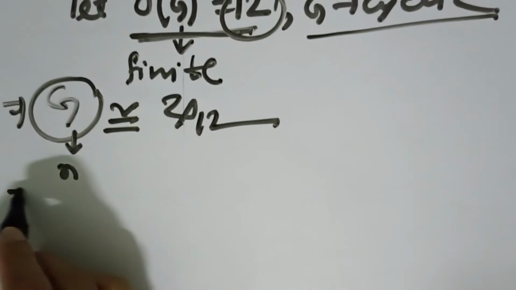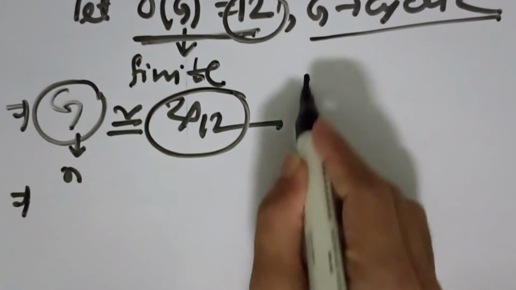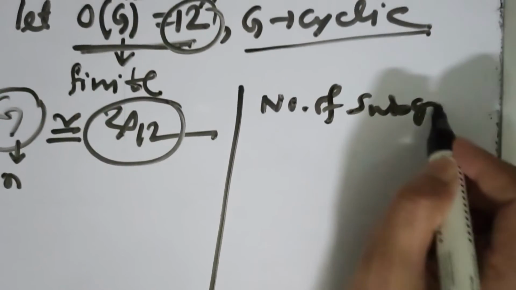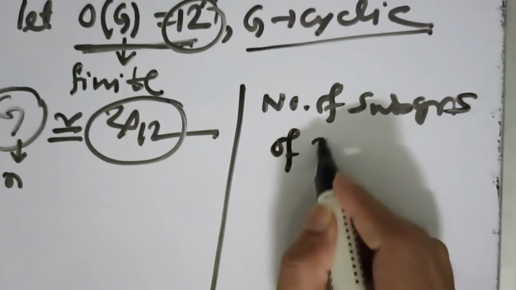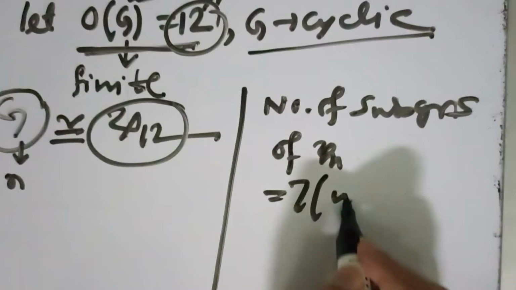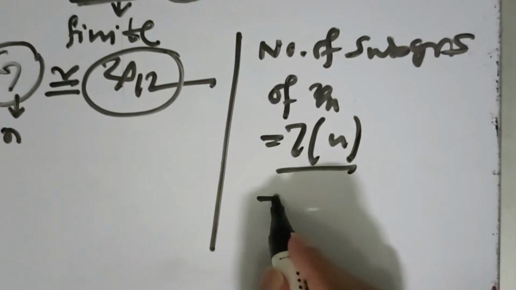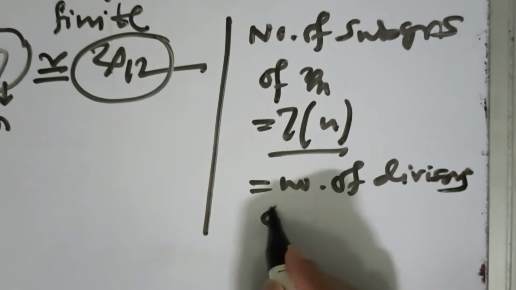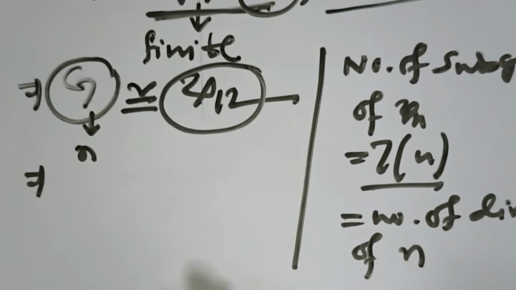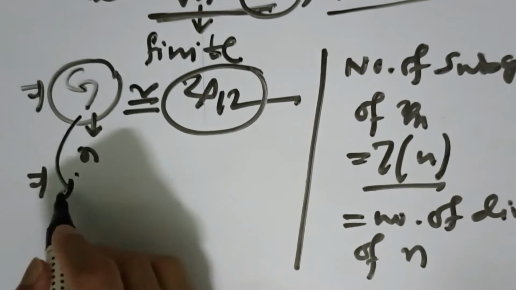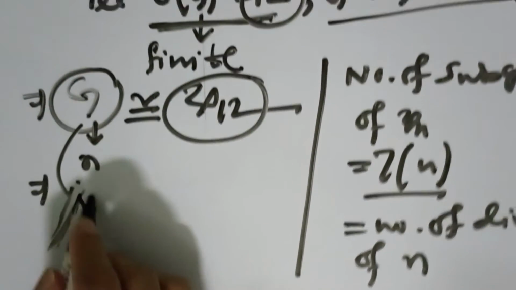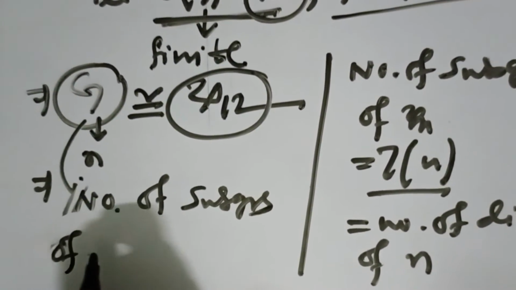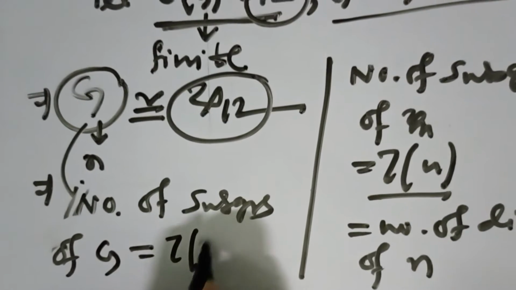Okay, now we know the number of subgroups of Zn equals tau n. Tau means the number of divisors of n. Okay, so the number of subgroups of G equals tau 12, right?